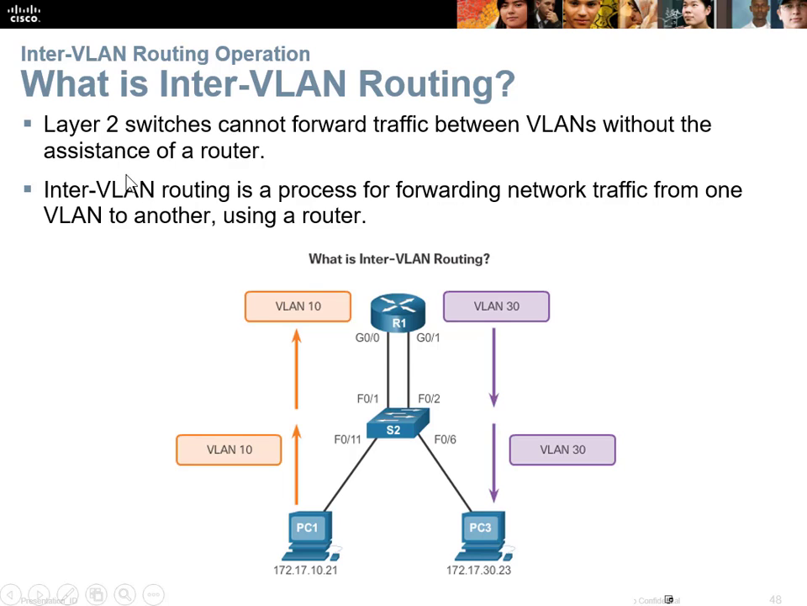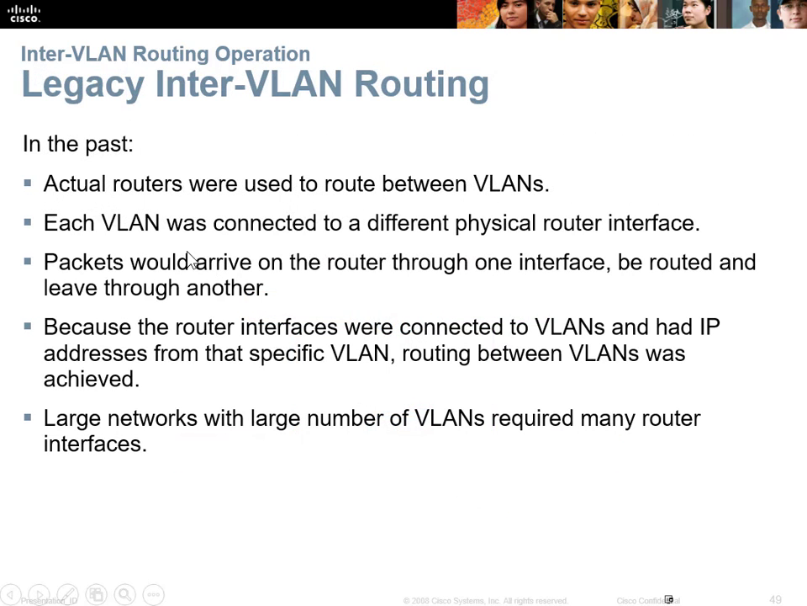Inter-VLAN routing is basically just taking the information you have, VLAN 10, VLAN 20, and allowing them to connect together. Large networks with a large number of VLANs require many router interfaces. Like I mentioned before, if you have a lot of VLANs, you need to actually segment them, by giving them more broadcasts or switching areas from the VLAN itself.